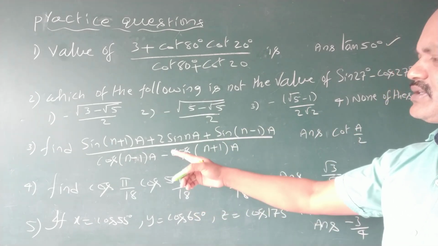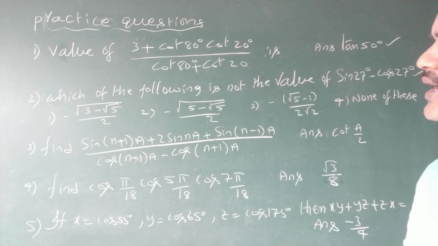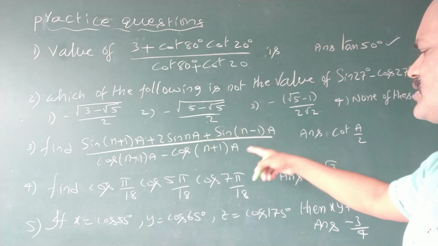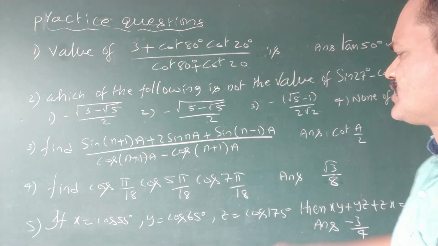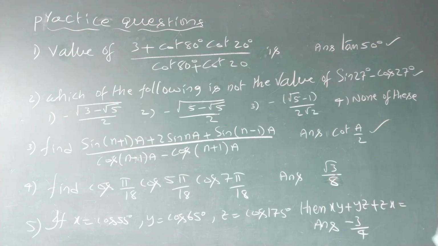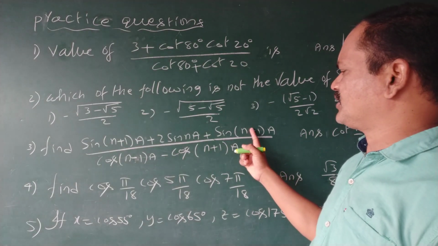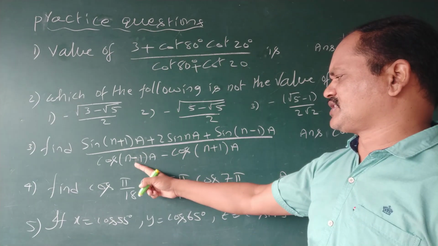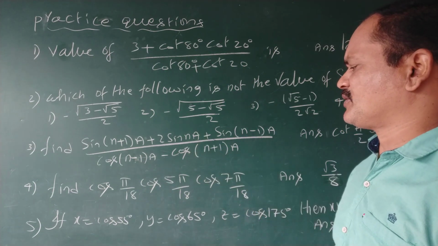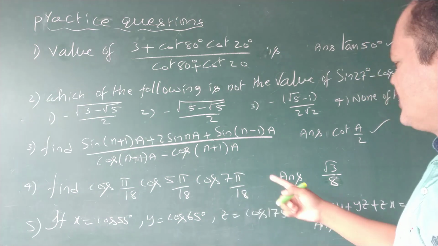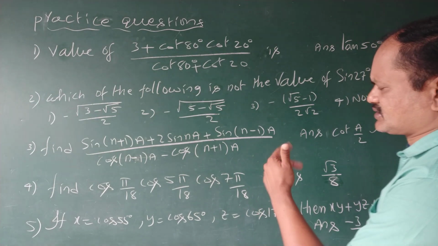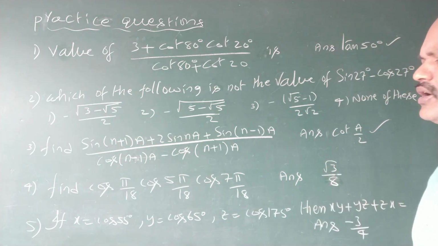Next, third question: find (sin (n plus 1)A plus 2 sin A, 2 sin nA plus sin (n minus 1)A) by (cos (n minus 1)A minus cos (n plus 1)A). The answer is cot A by 2. That means we write these two in the form sin (a plus b) plus sin (a minus b), and here cos (a minus b) minus cos (a plus b). Take sin nA common, and in both the numerator and denominator sin nA gets cancelled, and remaining we get cot A by 2.